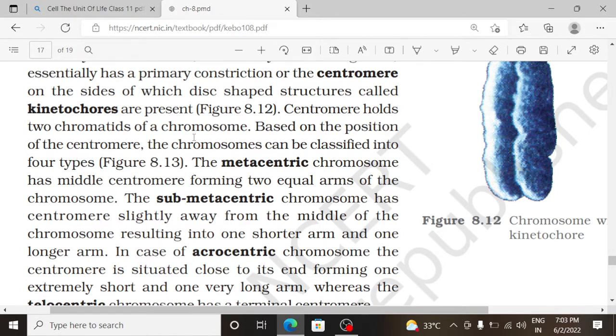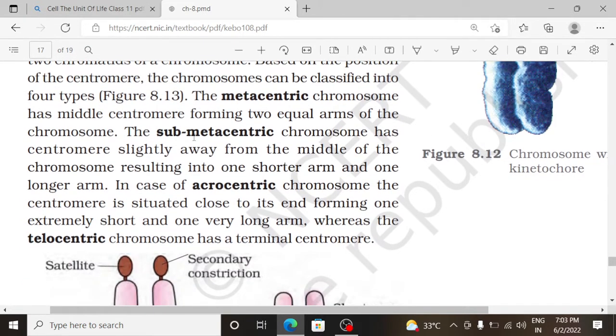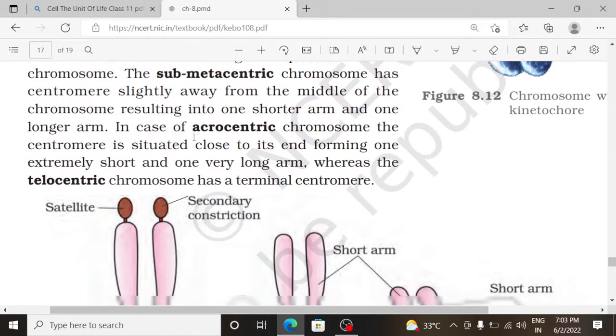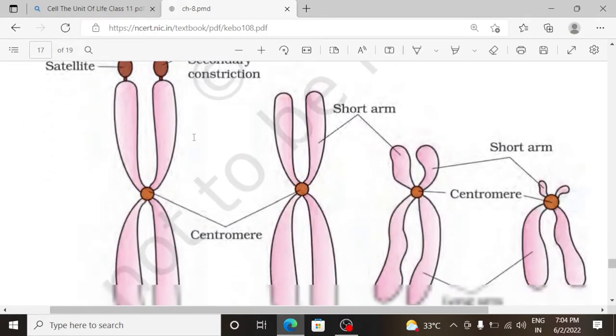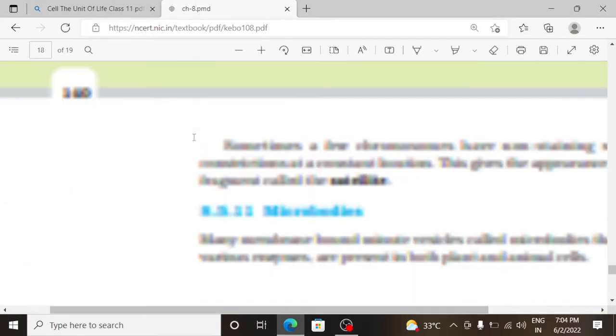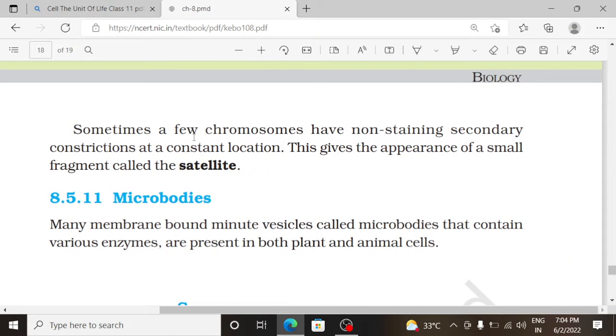The metacentric chromosome has middle centromere forming two equal arms of the chromosome, and the submetacentric chromosome has centromere slightly away from the middle of the chromosome, resulting into one shorter arm and one longer arm. In case of acrocentric chromosome, the centromere is situated close to its end, forming one extremely short and one very long arm, whereas the telocentric chromosome has a terminal centromere. Sometimes a few chromosomes have non-staining secondary constrictions at a constant location. This gives the appearance of a small fragment called the satellite.